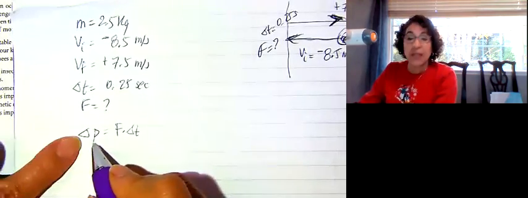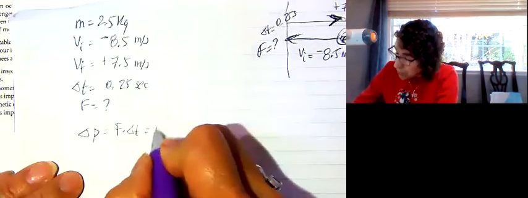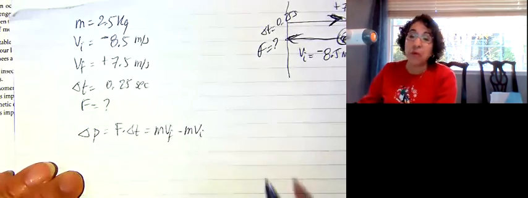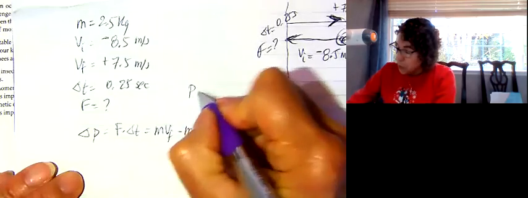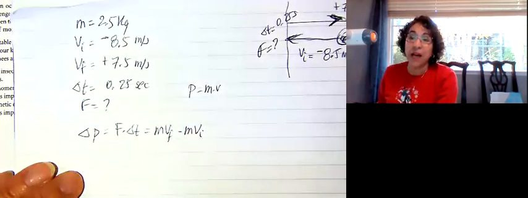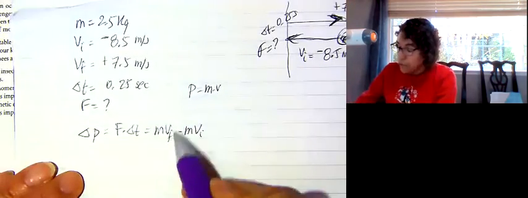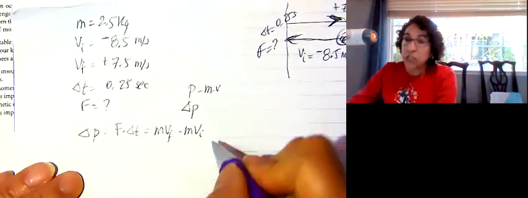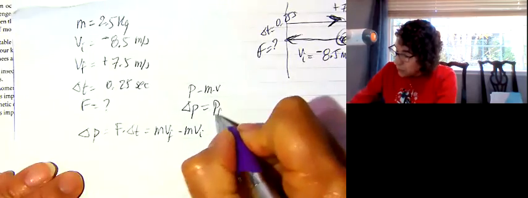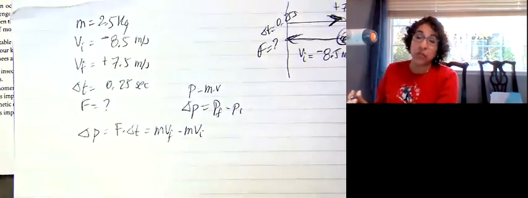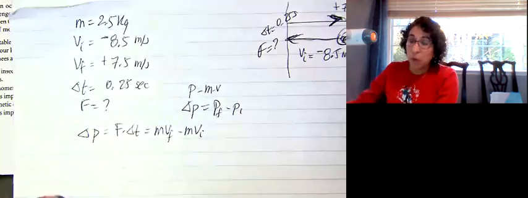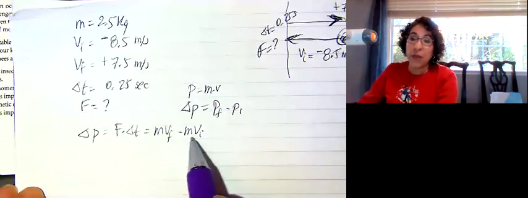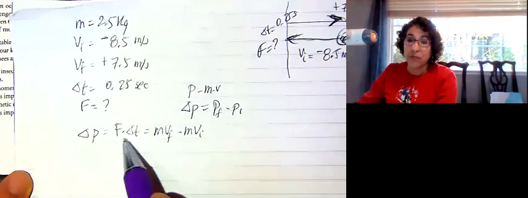But first of all, what is the change in momentum? The change in momentum is my mv final minus mv initial, because remember that the momentum is just the mass times the velocity. So let me write this. The change of momentum is my momentum final minus my momentum initial. Notice it's a lowercase p. So there we go. mv final minus mv initial is equal to F delta t.